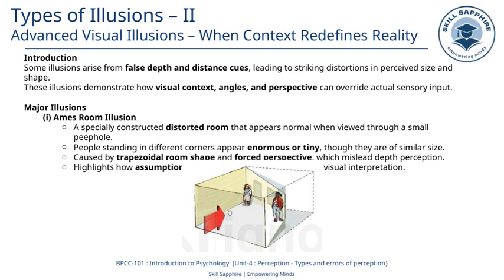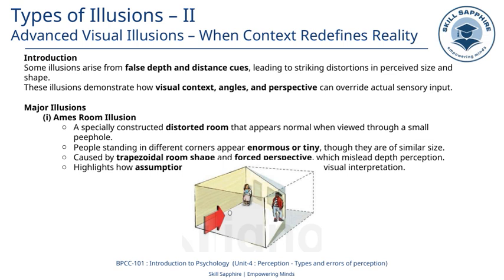What's really interesting is that people standing at different corners of this room can look enormous or tiny, even though they are actually similar in size. This illusion works because of the forced perspective created by the trapezoidal shape, which misleads our brain into interpreting the scene as normal. It highlights how our assumptions about geometry, like expecting rooms to be rectangular, can distort our visual interpretation. So, this illusion is a perfect example of how our perception can be fooled by context.